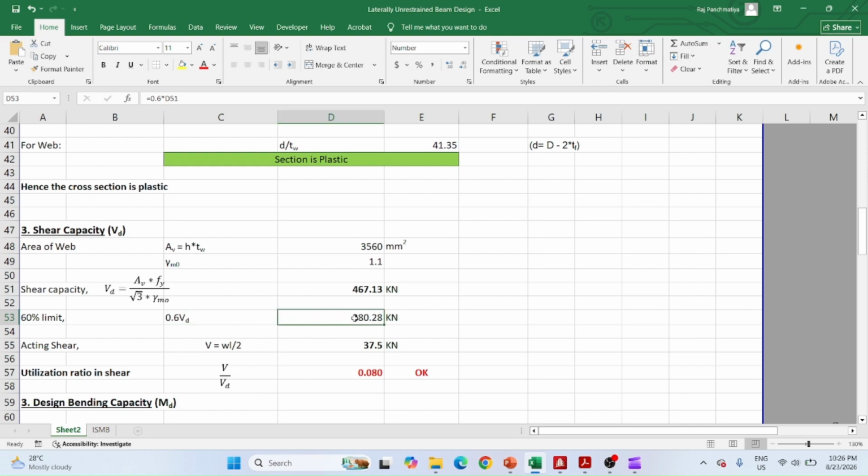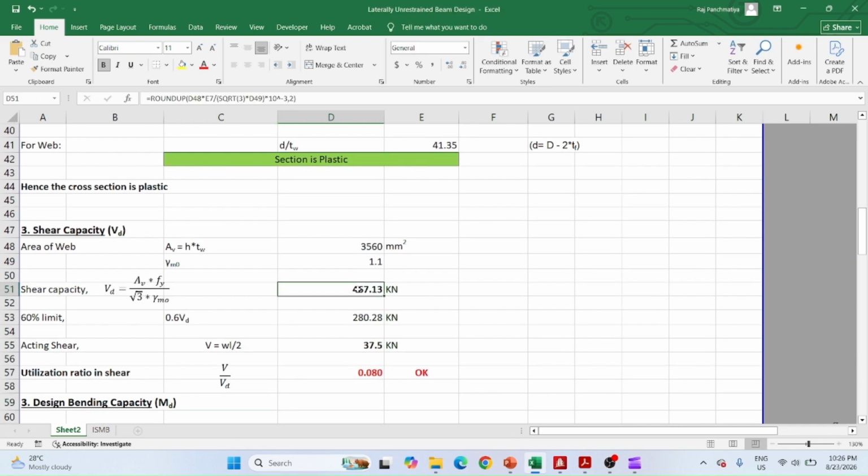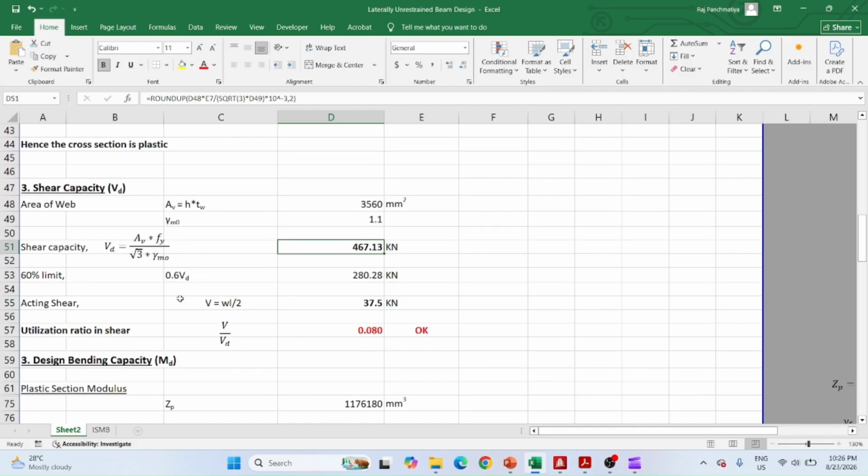If you see my previous video on the design of laterally supported beams, you will see that we calculate the low shear or the high shear. If it is low shear, then my bending moment will not interact with the shear. So what we need to calculate in this formula is the acting shear. For utilization ratio in shear, we want the actual shear, that is V, and the design shear strength of this beam, that is VD. VD we already calculated. What we want now is V, that is the acting shear.